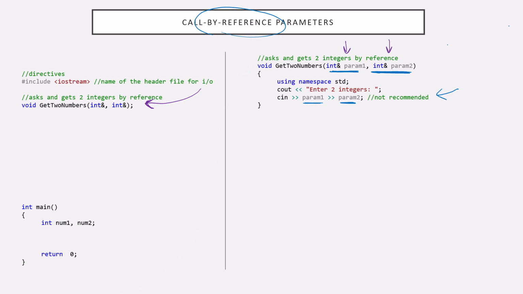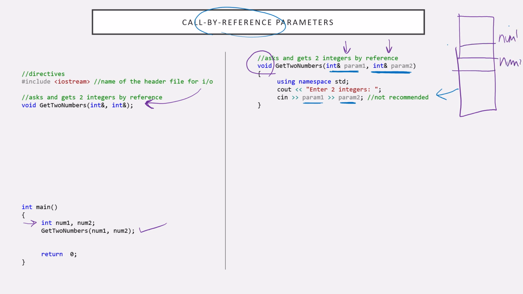So in order to call this function, we are going to need to pass it variables. We have declared num1 and num2. This is a void function, so the function call is in the form of a statement. In memory you would have num1 and num2, which have been declared here. And then what happens when this function is called is that param1 is going to go here, and param2 is going to go here.